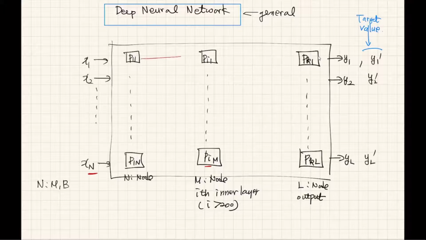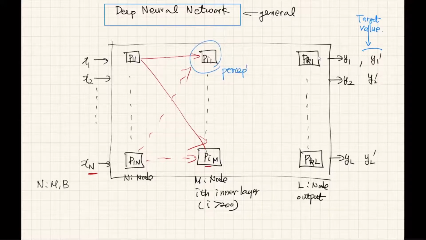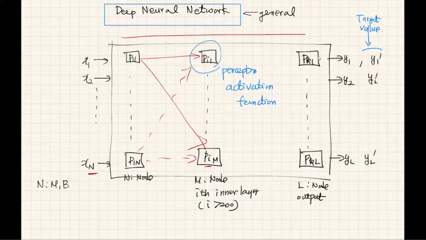Of course, as I mentioned before, it is all connected, and each perceptron has an activation function. The output of the activation function will be propagated through this during the training process, and this calculation process from input to the output of this deep neural network is called forward propagation.